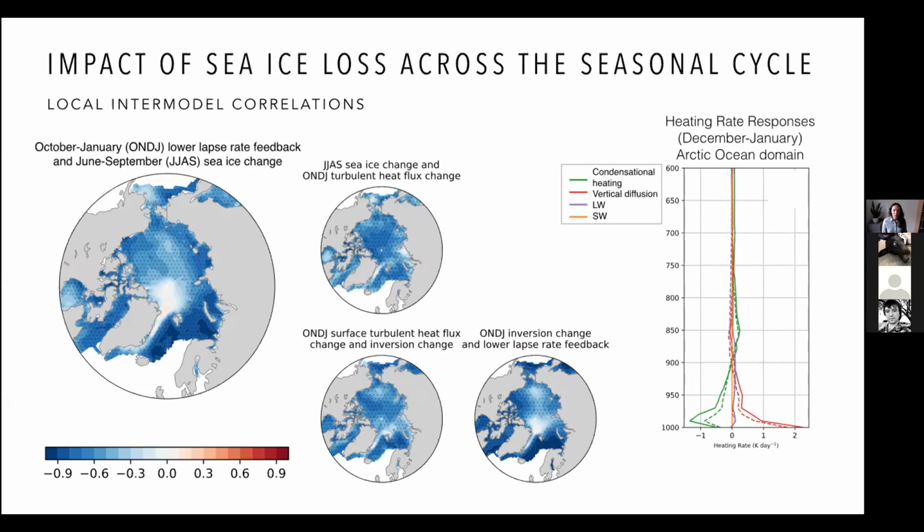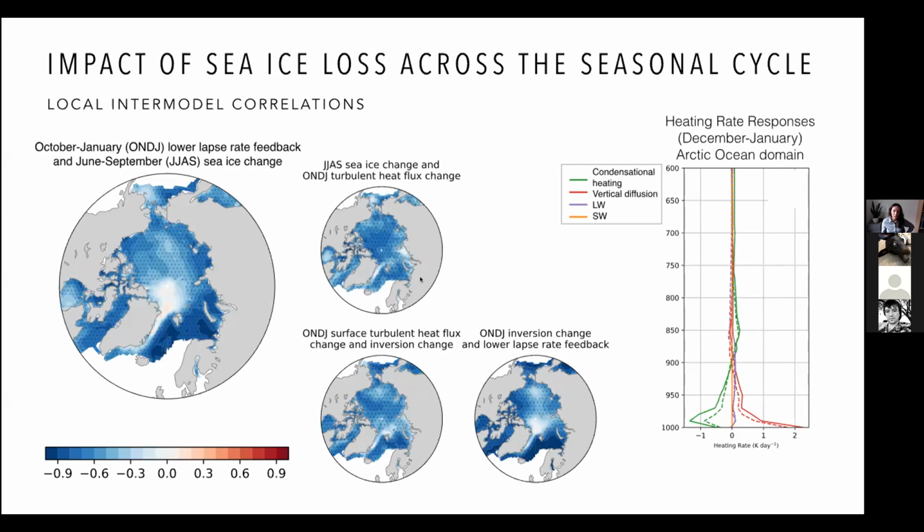So here I'm plotting local intermodal correlations among the CMIP5 ensemble. The figure on the left shows that models with a larger reduction in summertime sea ice exhibit a more positive lower lapse rate feedback in late fall and early winter. That negative correlation is spatially robust across the region. A more detailed breakdown is shown in the subpanels on the right.